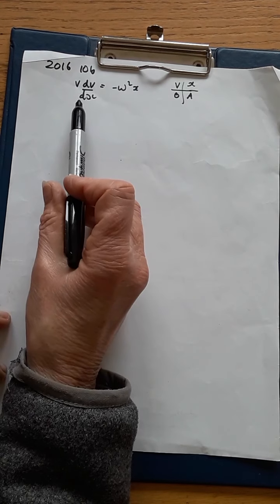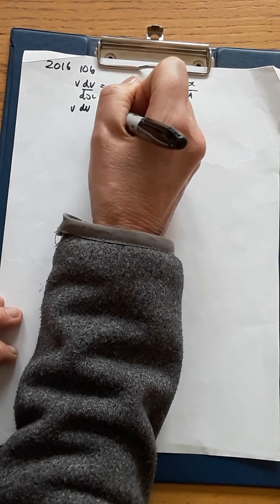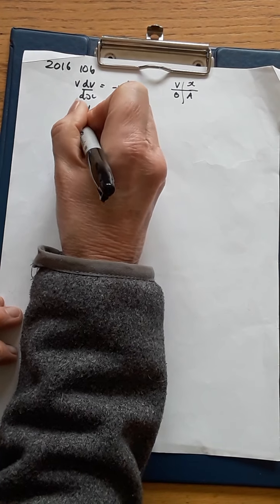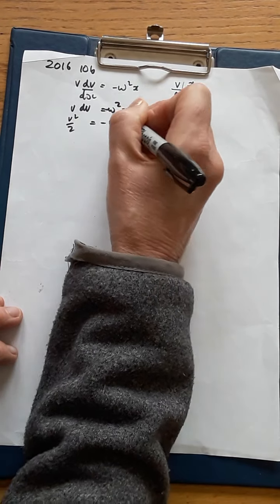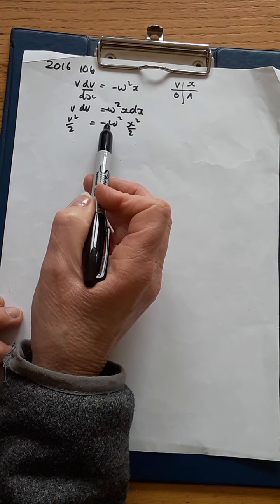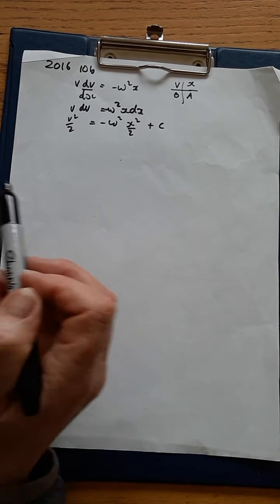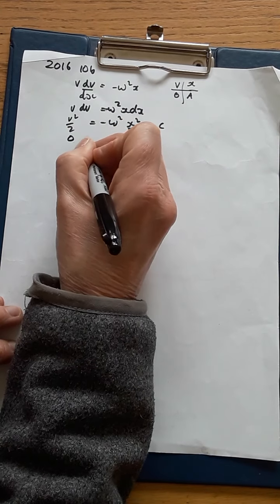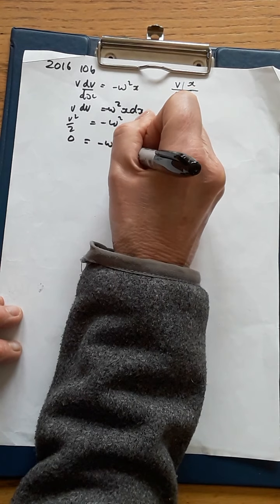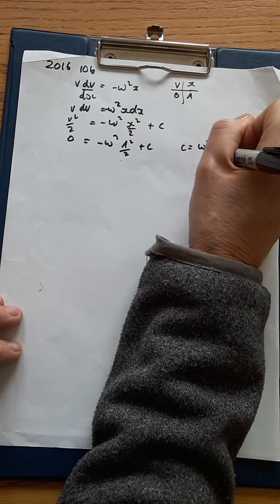So we'll start with this equation. We want an expression for velocity. We'll separate the variables. V dv is equal to minus omega squared x dx. This will become v squared over 2 is equal to minus omega squared by x squared over 2. Remember, omega is a constant. Plus c. I'll find the constant of integration here using the initial conditions. A velocity of 0 is equal to minus omega squared a squared over 2 plus c. So that means that c is omega squared a squared over 2.